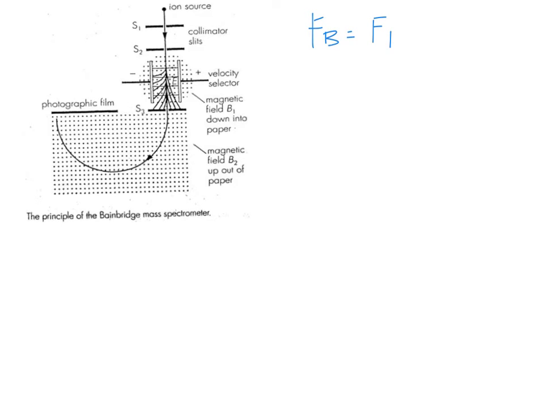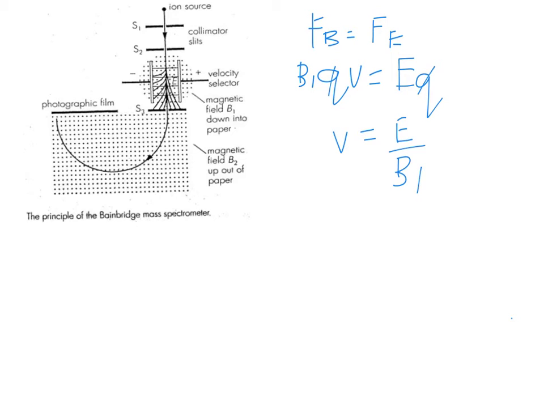Assuming that the magnetic field here we call B1, because there are two magnetic fields, here and here, let's call them B1 and B2. So this will be B1 qv equals Eq. You can cancel the q, so you get the equation v equals E over B1. Usually we will make v the subject, because we're going to get rid of v later, because it's the speed that's difficult to determine.